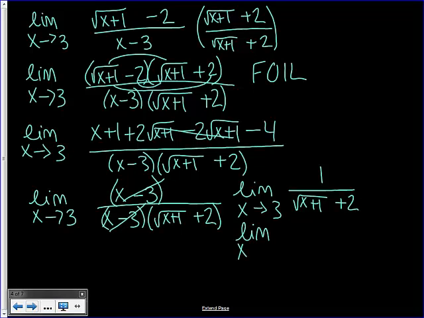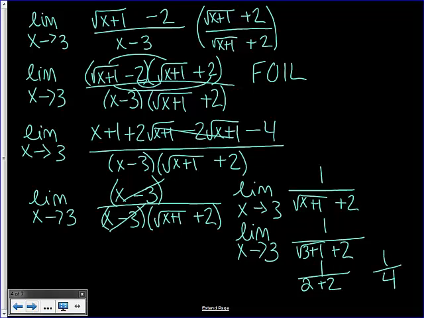So the limit as x approaches 3 of 1 over the square root of 3 plus 1 plus 2. 3 plus 1 is 4. The square root of 4 is 2. So now that I have plugged it in, I no longer have my limit. So 1 over 2 plus 2, so that is 1 over 4. That is my limit.